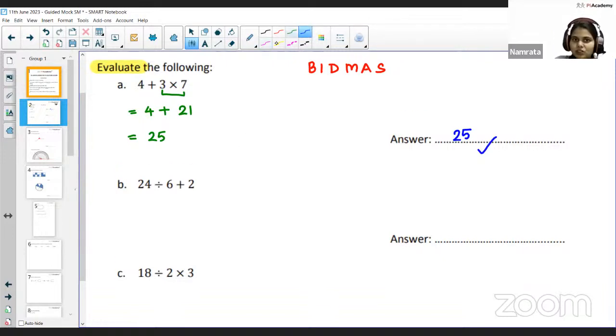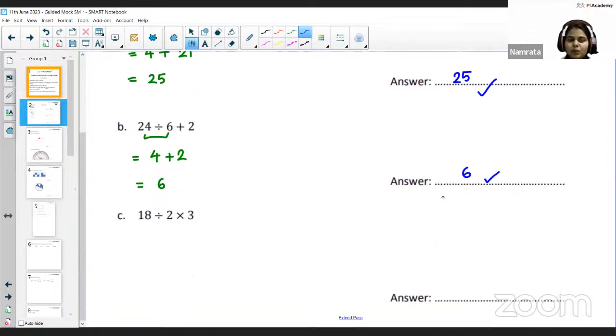Moving on to the next question. According to BODMAS, we'll take up division first. That will make this part to be 4. 24 divided by 6 is 4 plus 2. That will give us 6. So the answer will be 6. Moving on to the third question. Here again, we have the division part that will give us 18 divided by 2 is 9 times 3, which is equal to 27. I hope that's clear.